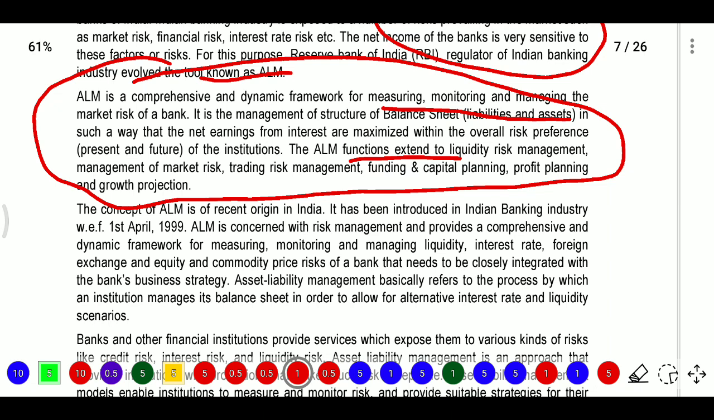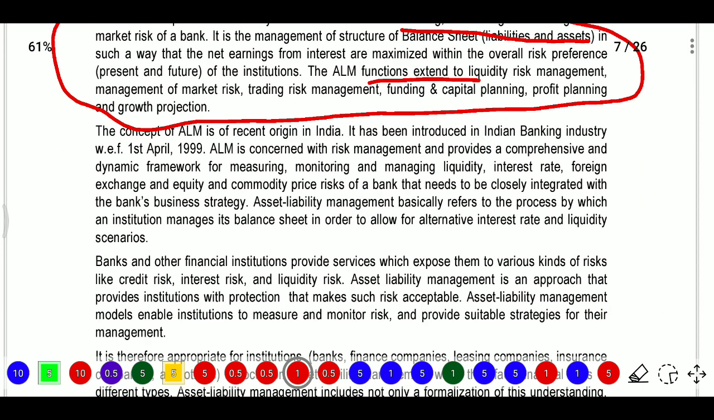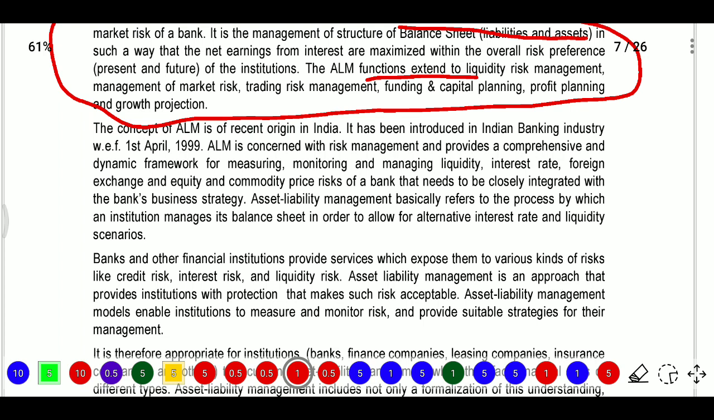risk. So whatever risk they will consider, the concept here is that ALM functions extend to liquidity risk management, management of market risk or trading risk, funding and capital planning, profit planning and growth projections. The concept of ALM is of recent origin in India. It has been introduced in the Indian banking industry with effect from 1st April.